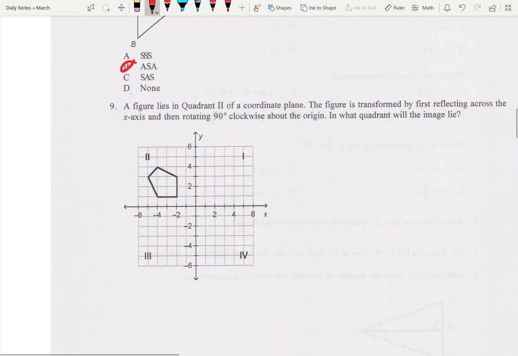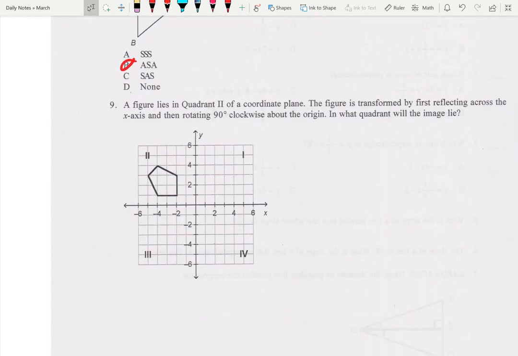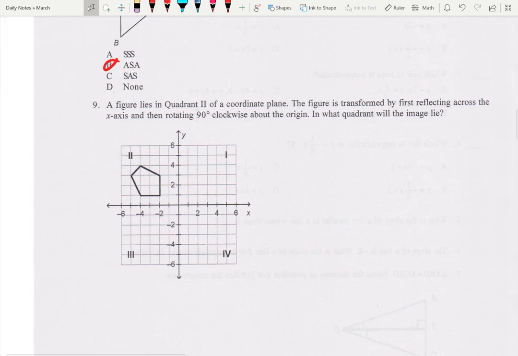Number 9. A figure lies in quadrant 2 of a coordinate plane. This figure is transformed by first reflecting. So we have to go through a process here. Reflecting across the x-axis. So if it reflects across the x-axis, it's going to end up in quadrant 3. So imagine right here, we've got our shape in quadrant 3.